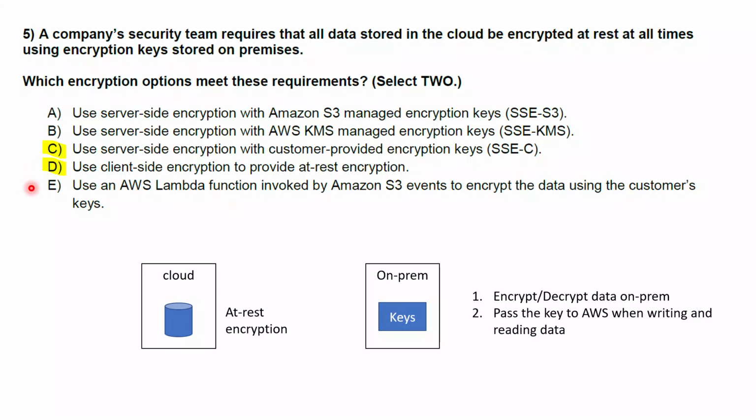Now with choice E, it's asking us to use a Lambda function to encrypt data with customer keys. Now the problem here is data is stored unencrypted initially, and then Lambda goes and encrypts the data. So there is a time window when the data remains unencrypted. However, our requirement calls for encrypted storage, so this also does not meet the requirement. Among these choices, choices C and D are correct.